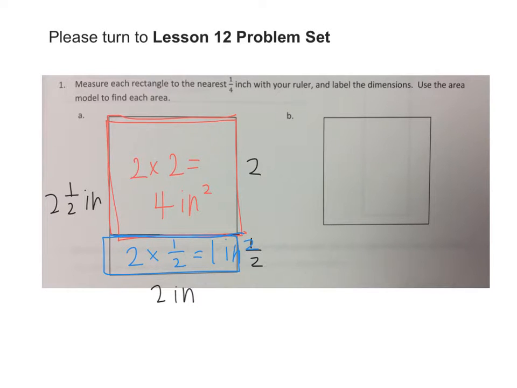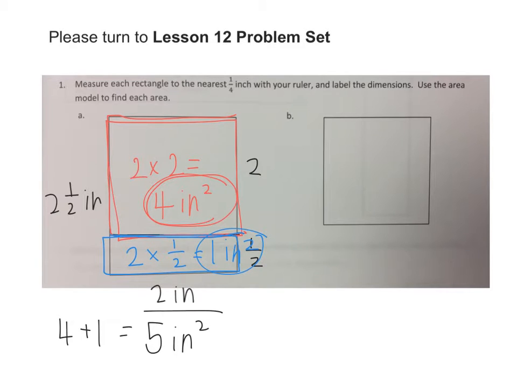So all together, I have to add up my partial products. I have 4 square inches and 1 square inch. So if I do 4 square inches plus 1 square inch, what's the total area? 5 square inches. And then we'll box our answer.